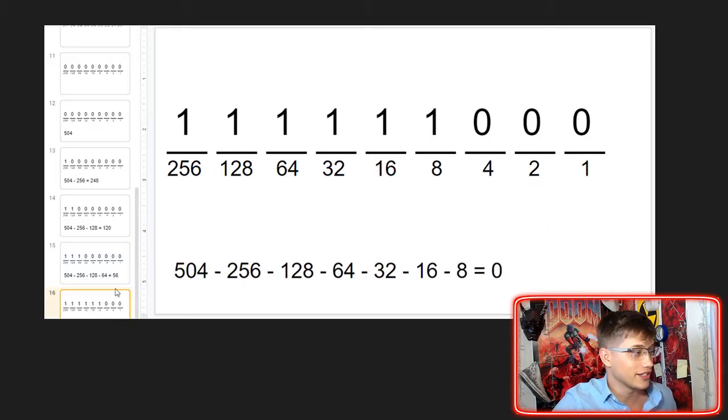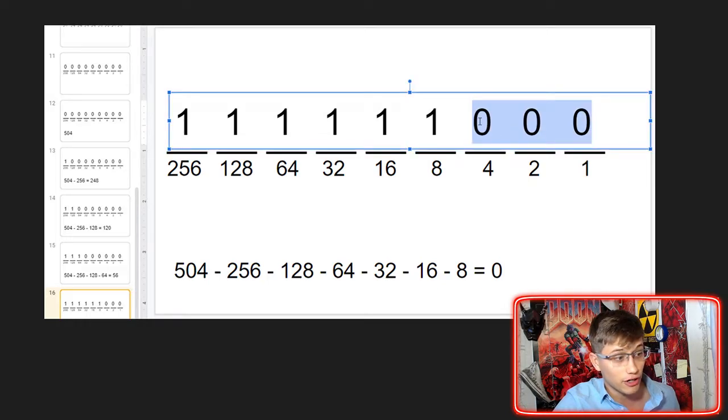Okay, so this is a big number. I should have chosen an easier example. But basically, we go all the way down until we get to 0. So if you fill in 1, 1, 1, 1, 1, you just keep going like that. You get 504 minus 256 minus 128 minus 64 minus 32 minus 16 minus 8 equals 0. And once you get 0, you're done.